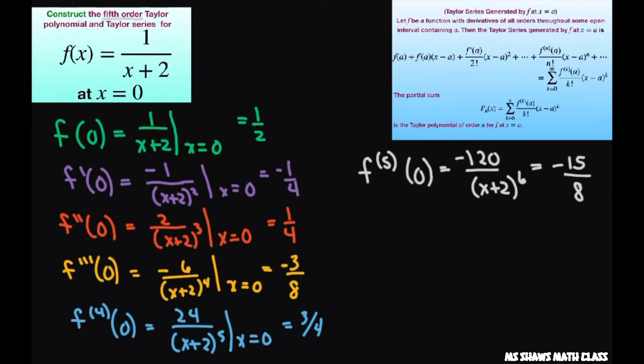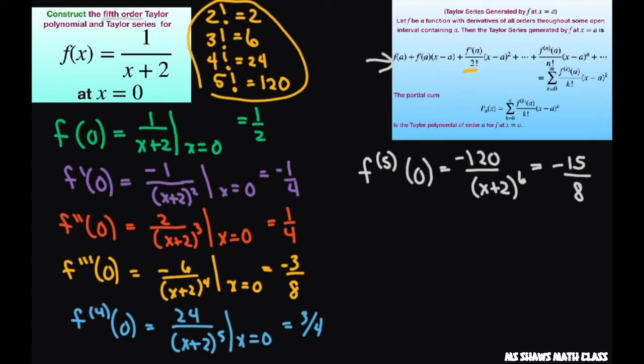Now I'm going to go ahead and construct my Taylor series. And before we get started, let's just look and see. Instead of writing factorials, I want to know what these are. So 2 factorial is going to equal 2. 3 factorial equals 6. 4 factorial equals 24. And 5 factorial equals 120. So that way it doesn't get so messy.